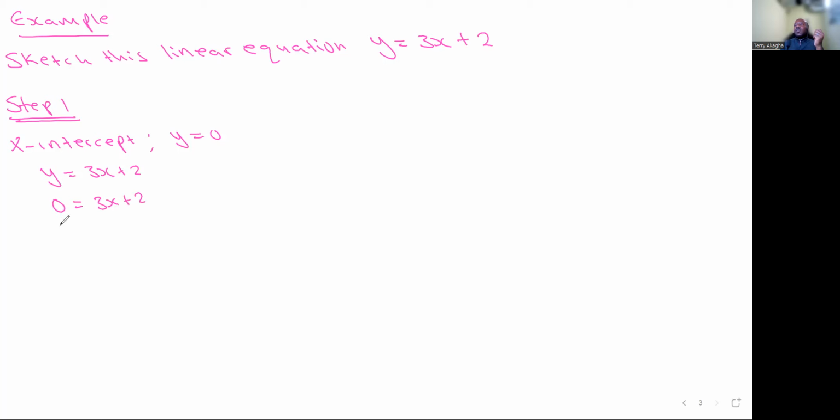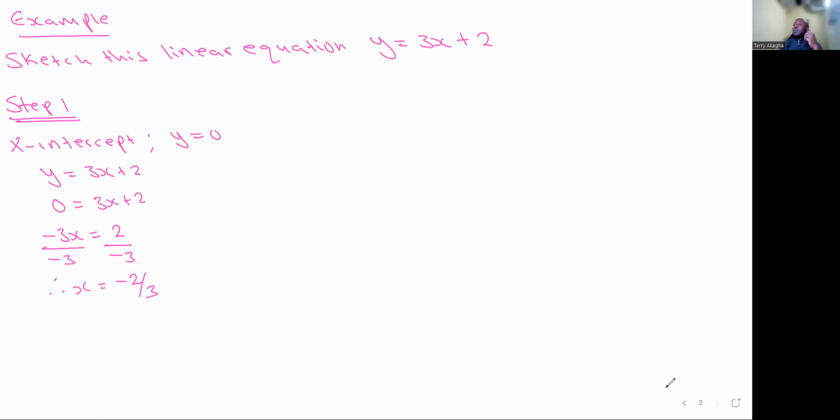We take 3x to the other side. So we have minus 3x is equal to 2. Then divide both sides by what? Minus 3. So therefore, x is going to be minus 2 over 3. Okay? Now, that is that for that.